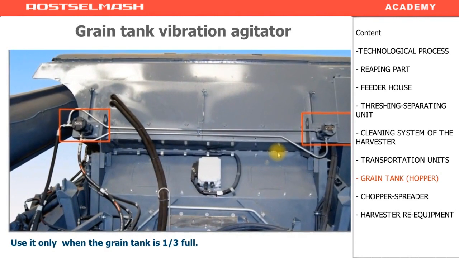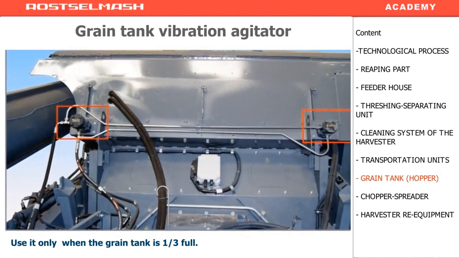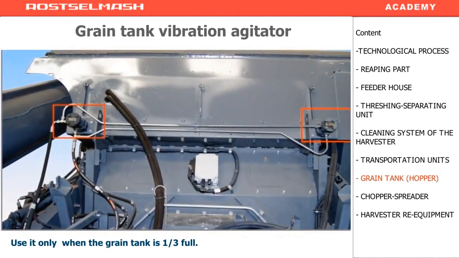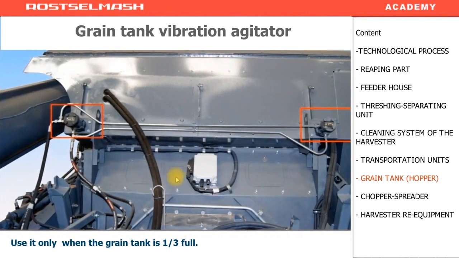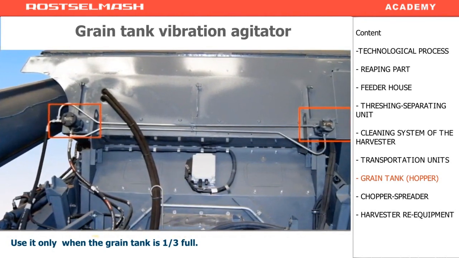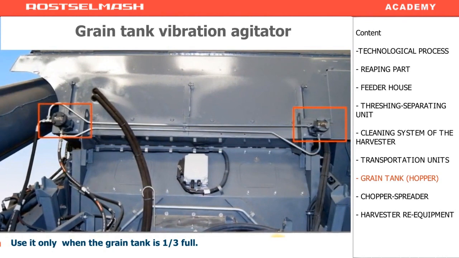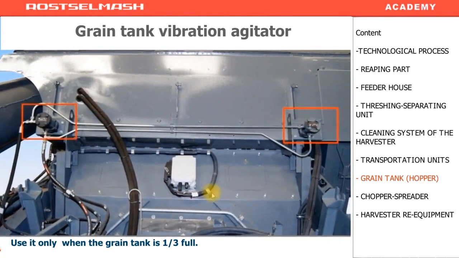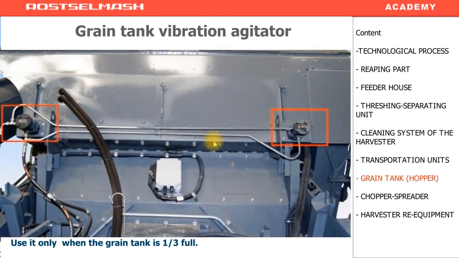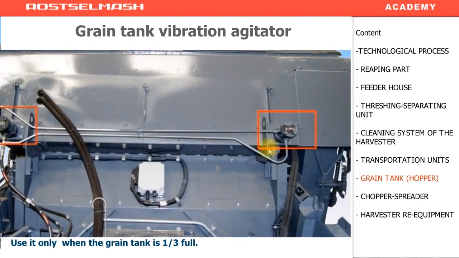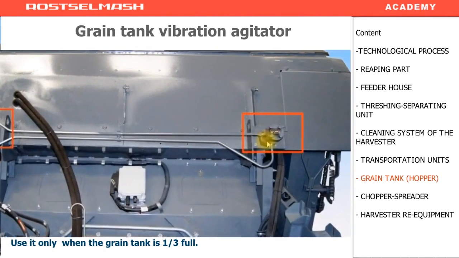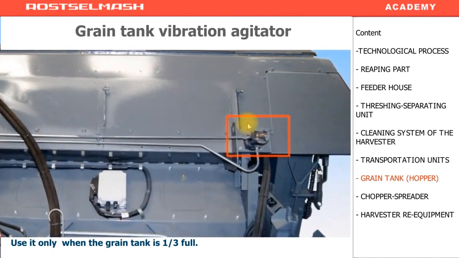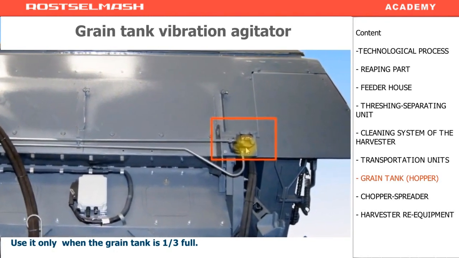This function is activated from the cab on the control panel. As long as you hold the button, the function is activated. You can't use this function unless the grain tank is 1/3 full. In case the grain tank is more than 1/3 full, the cylinder can break down, and so can the place where it's fixed on the rear shaker board.